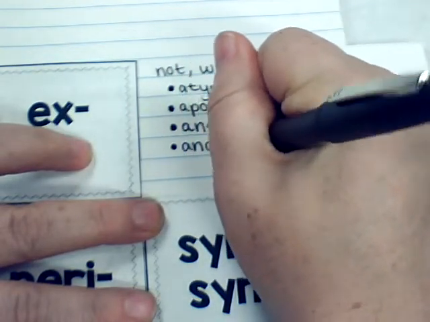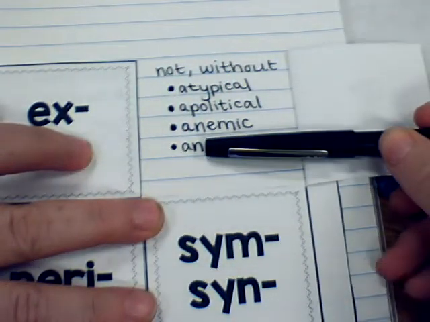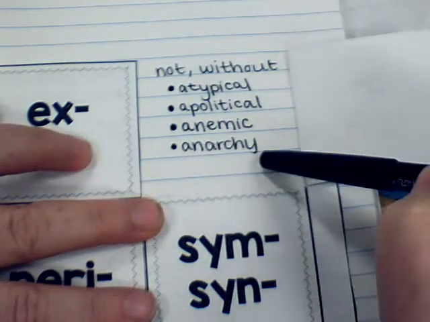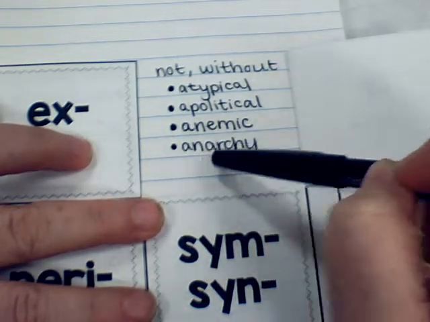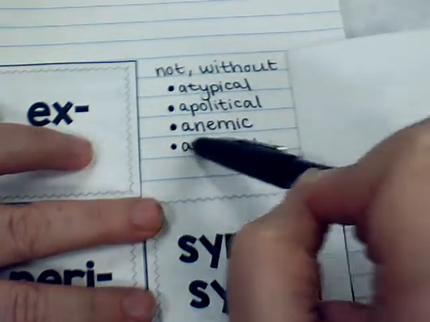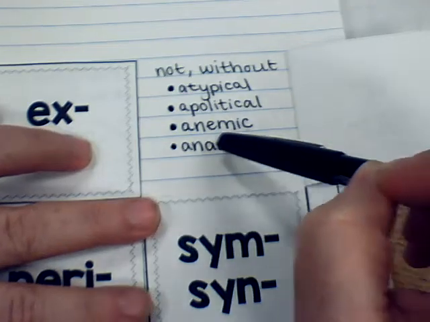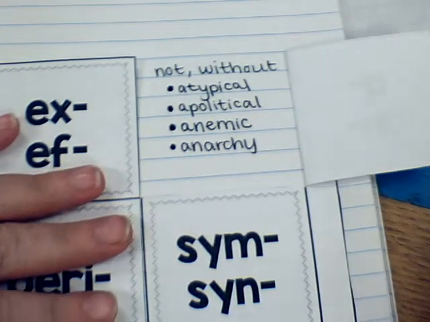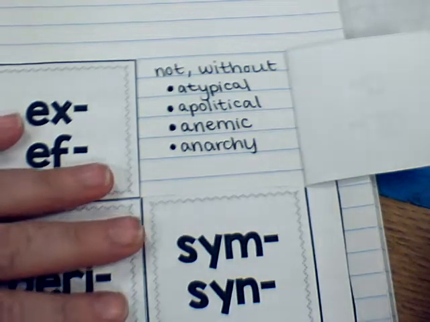Anarchy means you're not with the government. Like monarchy or monarch is one leader. This is usually somebody who doesn't believe in government. So you're kind of without government. It doesn't mean you're in an area without government. It just means that you don't believe in it.